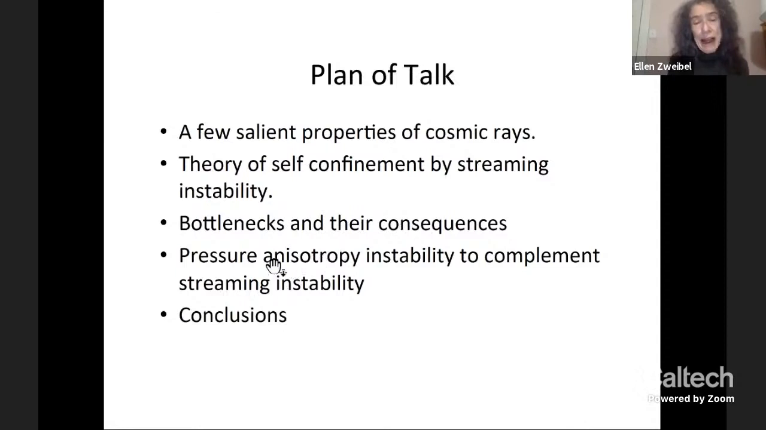And then I'll kind of break new ground and talk about another instability, which is driven by an anisotropic pressure tensor of the cosmic rays. And I'm going to propose that this actually complements the streaming instability as a confinement mechanism. And then I'll discuss some conclusions.